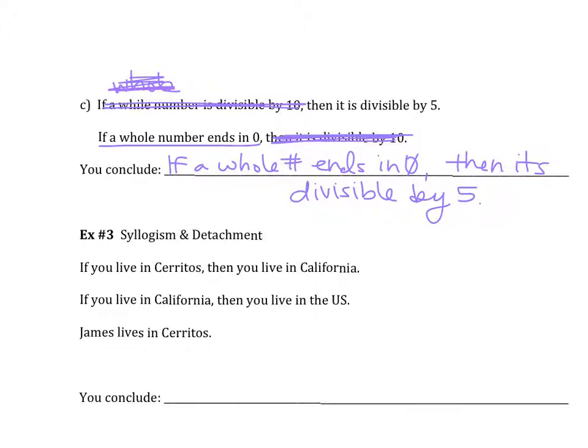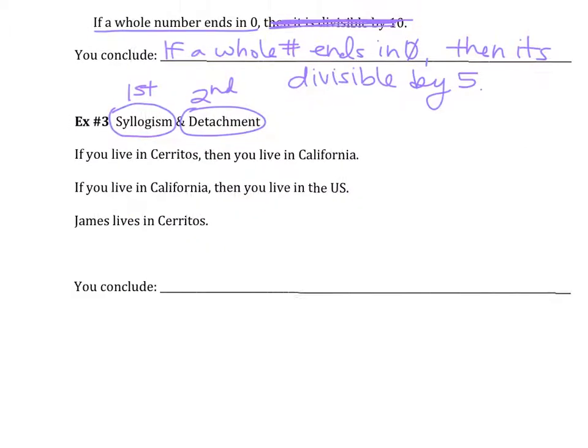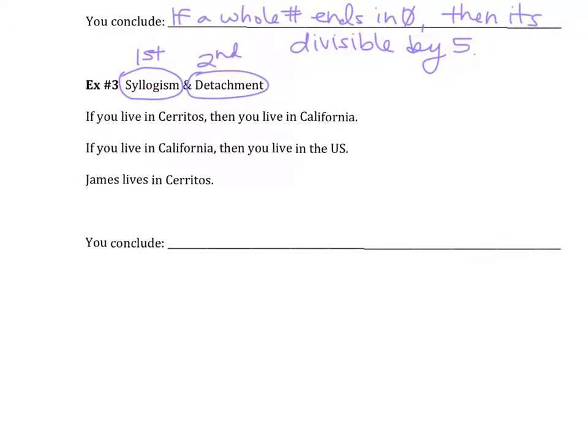Okay, sometimes it takes both of those laws, syllogism and detachment, and puts them together. And when that's the case, you have to do syllogism first and detachment second. Otherwise, it's not going to make sense. So just keep that in mind. Syllogism first, detachment second. So if you look at this example, if you live in Cerritos, then you live in California. If you live in California, then you live in the U.S. James lives in Cerritos. We want to make a conclusion.